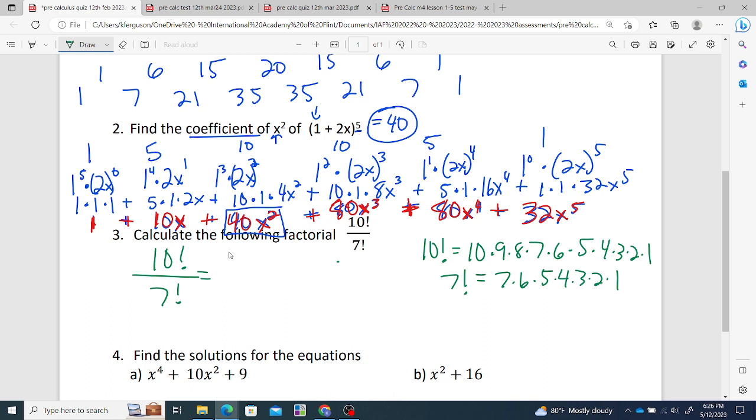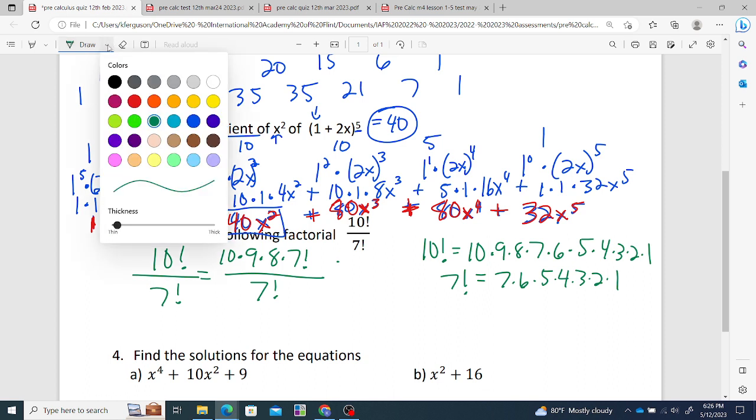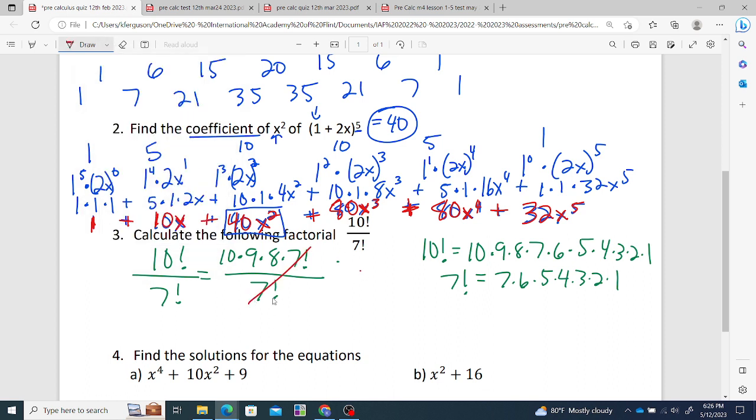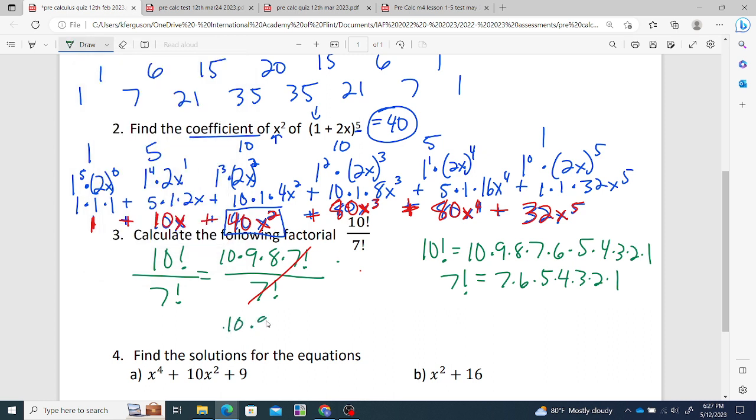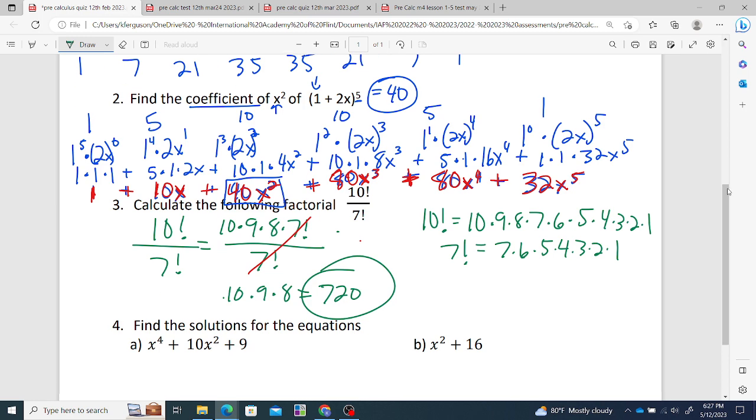So with this, I can say 10 times 9 times 8 times 7 factorial. And I got 7 factorial, so see what happens? These two things cancel each other out. And now I'm left with 10 times 9 times 8 over 1, and anything over 1 is just itself. So that's 720. Well, 9 times 8, excuse me, is 72. Times 10 is 720. So bada boom, bada bing.